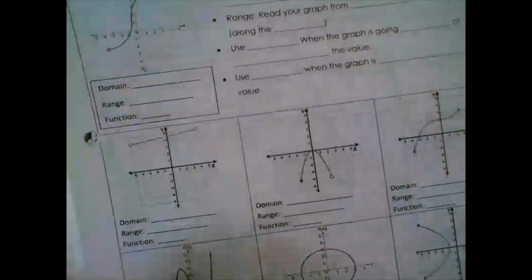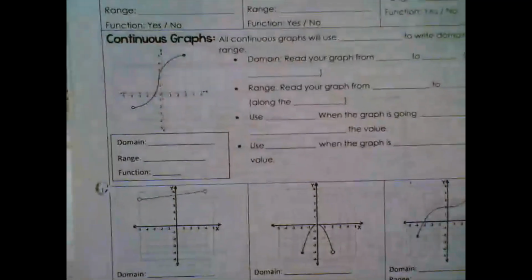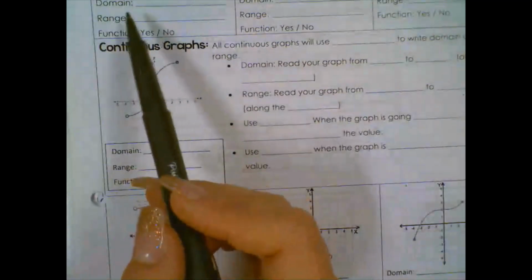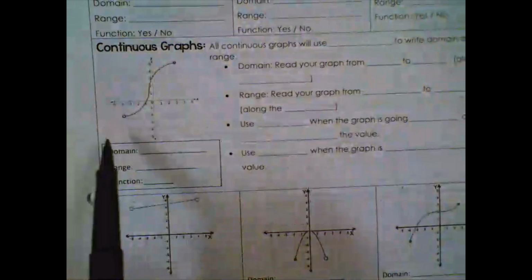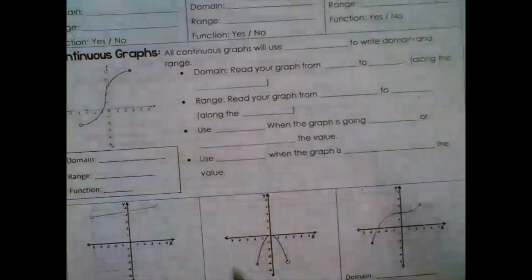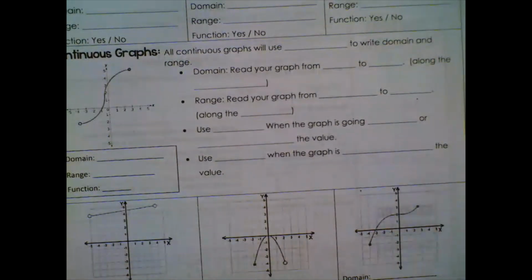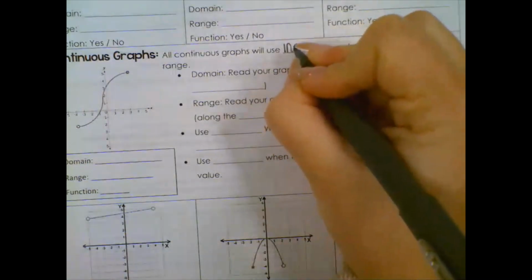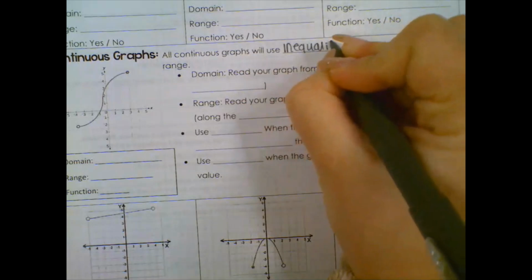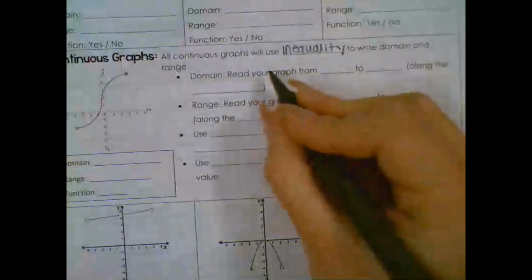All right, so we are going to save these for class. Make sure you leave those blank, save those for class. Now what we're going to look at is something called a continuous graph. Remember, continuous means connected, so there are no breaks in our graph. We're going to write our continuous graphs as an inequality, and this is going to go back to greater than, less than type concepts.